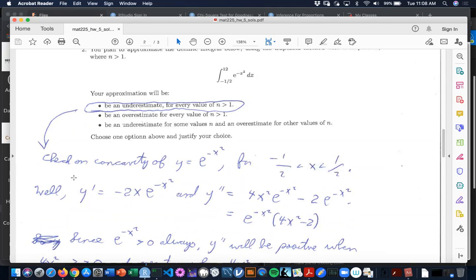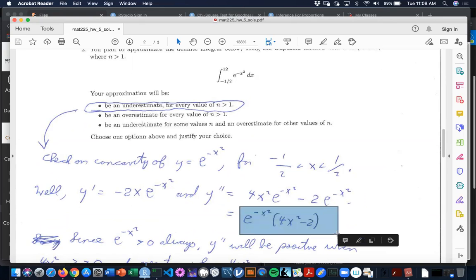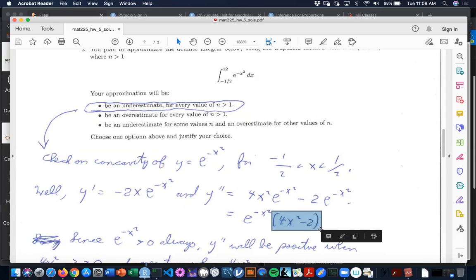All right, so I take the first derivative because I want to take the second derivative. For the second derivative, I need a bit of product rule, and I get that expression that I've highlighted there. I can pull out an e to the minus x squared. So I get the second derivative is e to the minus x squared times 4x squared minus 2. Now, e to the minus x squared is always a positive number. So whether or not the second derivative is positive really only depends on whether the 4x squared minus 2 is positive.